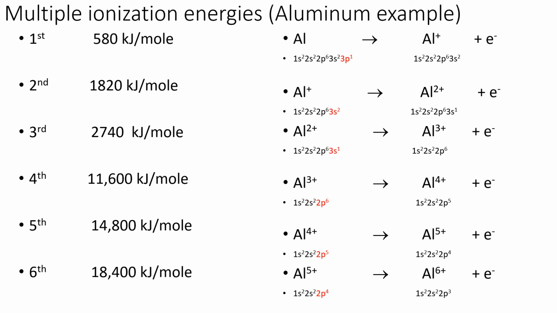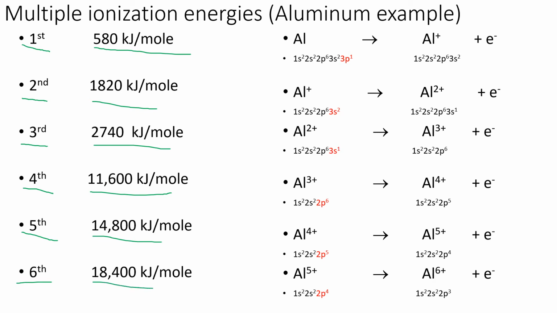We can talk not only about losing one electron, we can talk about losing multiple electrons. So what I did is I put some data here for aluminum. I listed the first, the second, the third, the fourth, the fifth, and the sixth ionization energies. And I have these listed in kilojoules per mole. The first, 580 kilojoules. The second, 1820. The third, 2,740. The fourth, over 11,000. The fifth, 14,000. And finally, the sixth, 18,000.